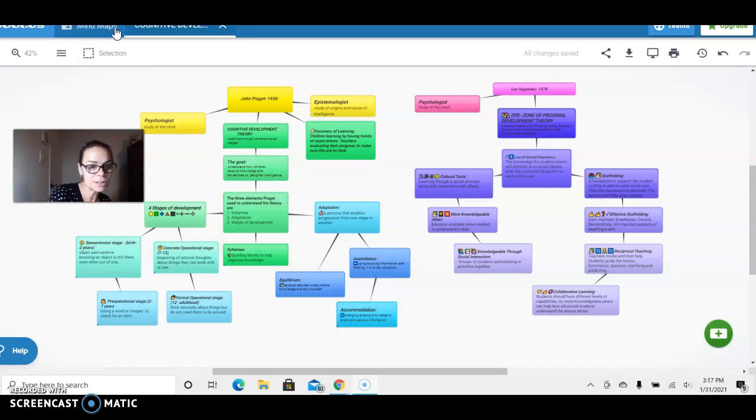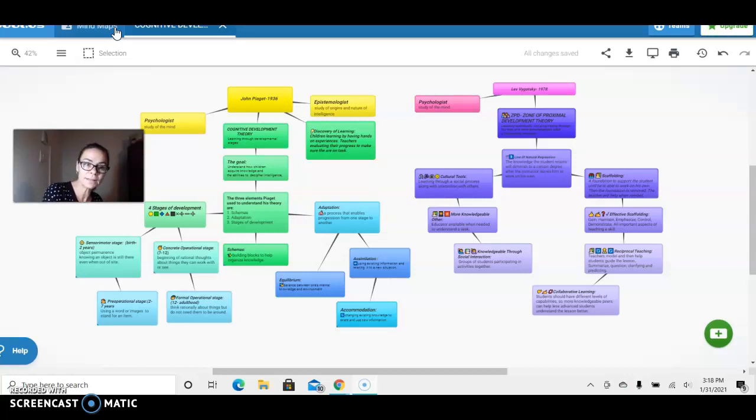Now, the four stages are the sensory motor stage, birth to 2 years, and that one is to have object permanence, which is knowing that something is there even though it's out of sight. The next stage is the pre-operational stage, and that one is using a word or an image to stand for an item. And the third stage is the concrete operational stage. That one is from 7 to 12 around, and that one is beginning to have rational thoughts about things that they can work or see with.